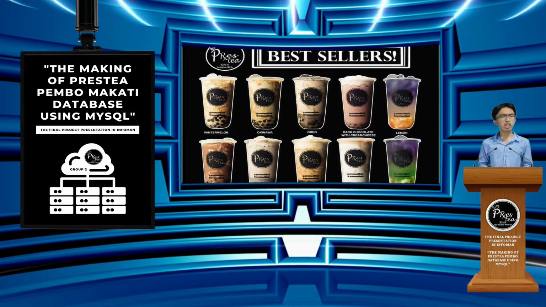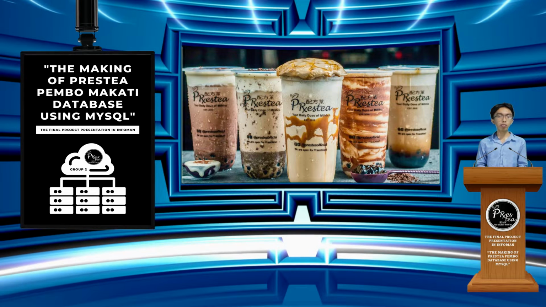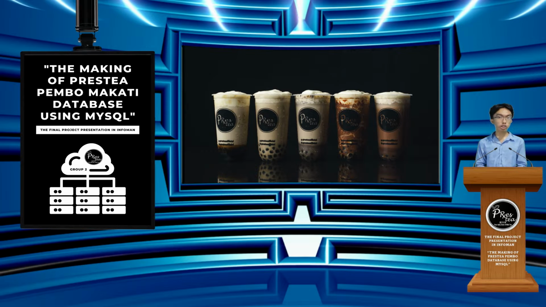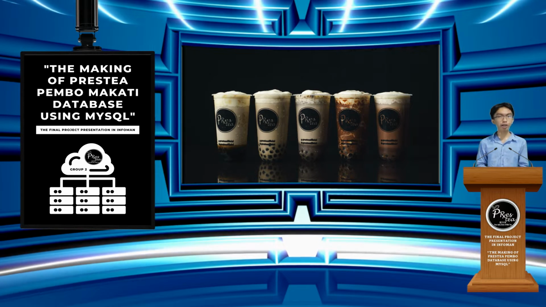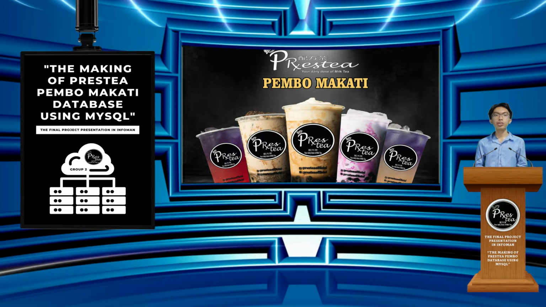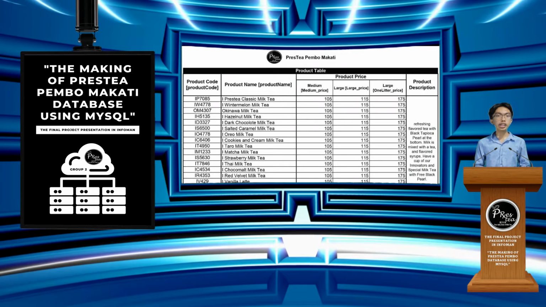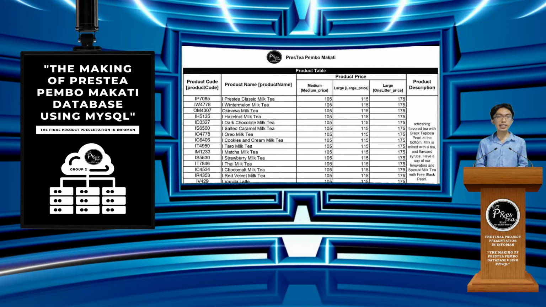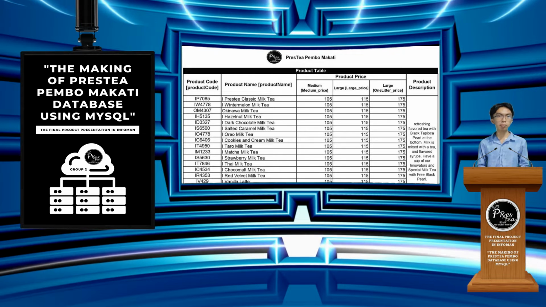How do they store and manage their data? As stated by Mr. Redwin Ricamara of Presti Pembo, they store and manage data using a traditional method, with pen and paper or a notebook. We also gathered the different products of Presti Pembo that you will see on your screen. We generated the product code, and we gathered the product name, price, size, and product description based on the menu of the milk tea shop.